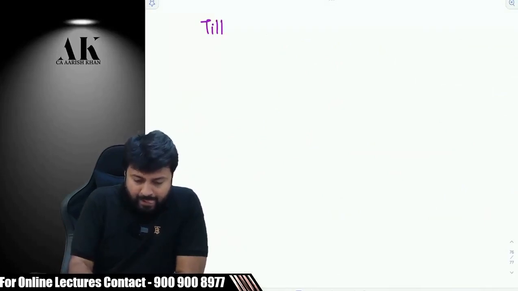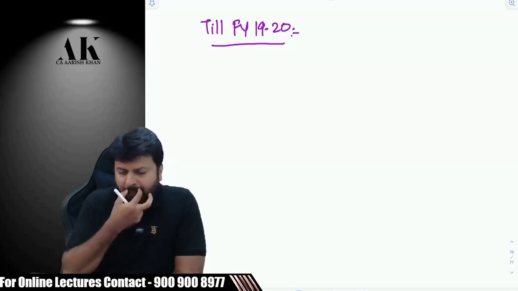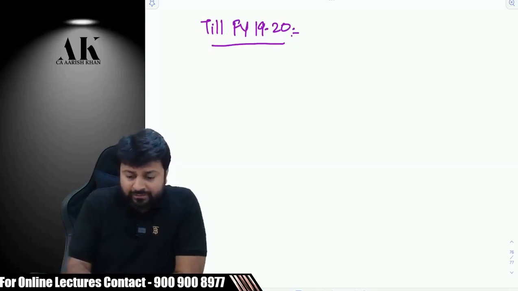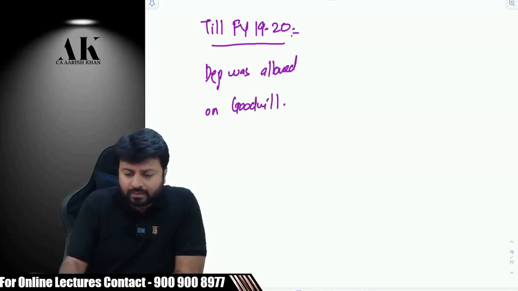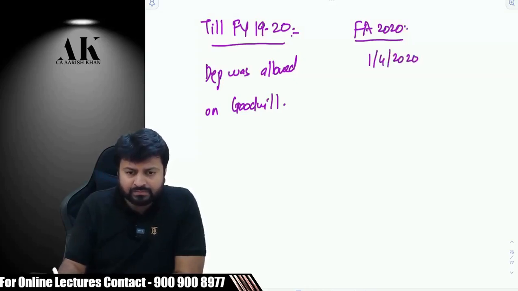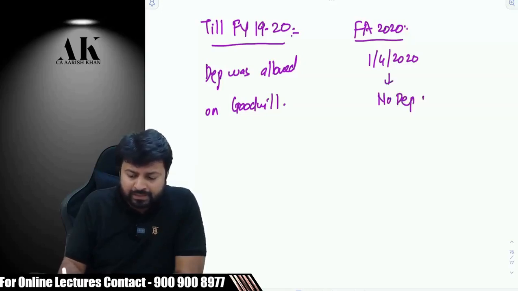Till financial year 19-20, the income tax department used to give depreciation. Depreciation was allowed on what? Goodwill. But then I don't know what happened to them. In Finance Act 2020, they came up with an amendment that with effect from 1/4/2020, with effect from this date, no depreciation on goodwill.